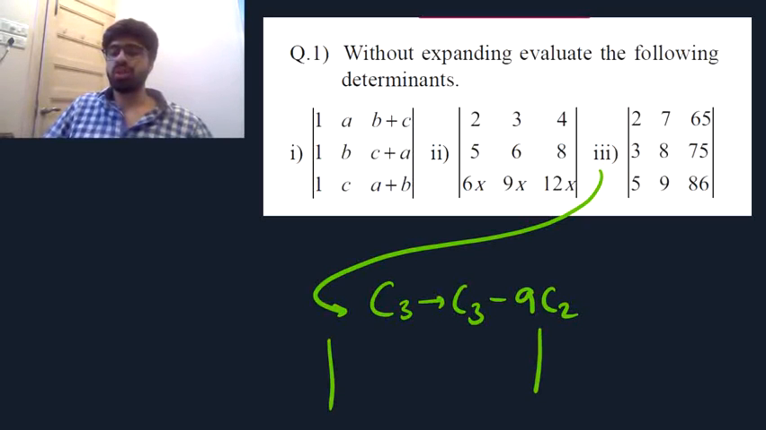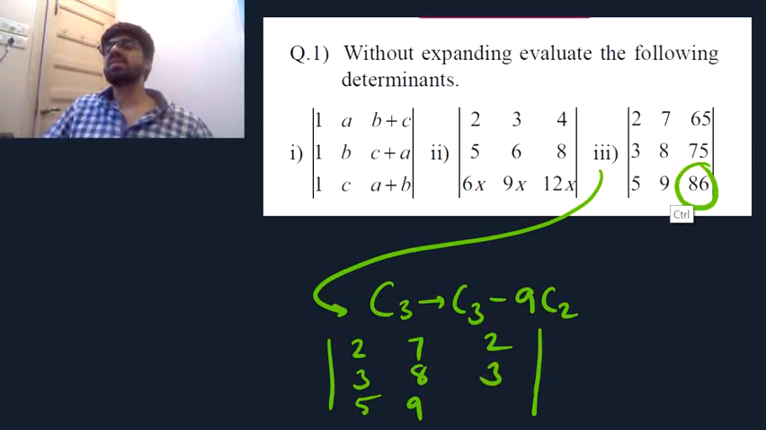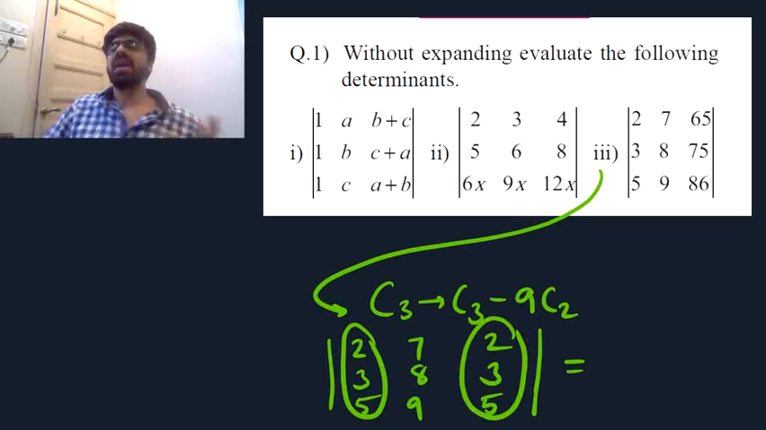On performing this operation, C1 and C2 remain the same, but C3 will now become something like this. 65 minus 9 times 7, that is 65 minus 63, that will be 2. 75 minus 9 times 8, that is 75 minus 72, that will be 3. 86 minus 9 times 9, that is 86 minus 81, that will be 5. Now after that transformation, column 1 and column 3 are becoming identical, and that is why the value for the third determinant will also be equal to 0. So this is how you are evaluating the third determinant without expanding it.